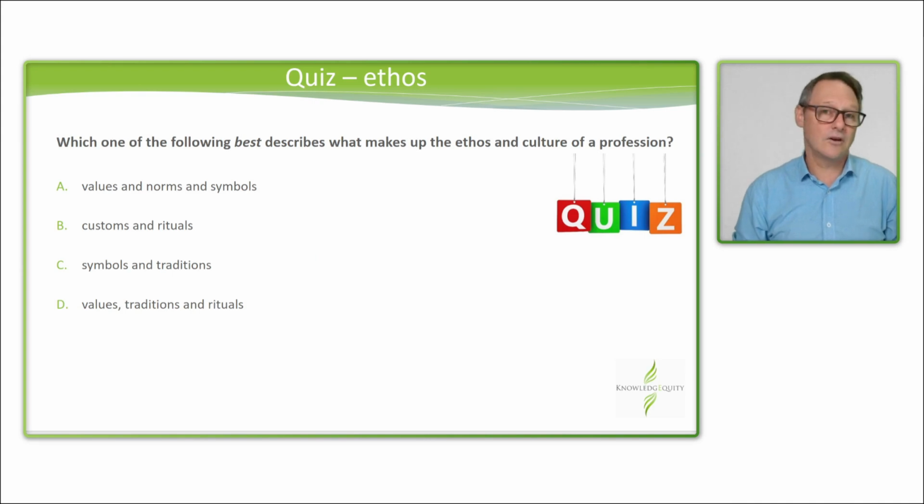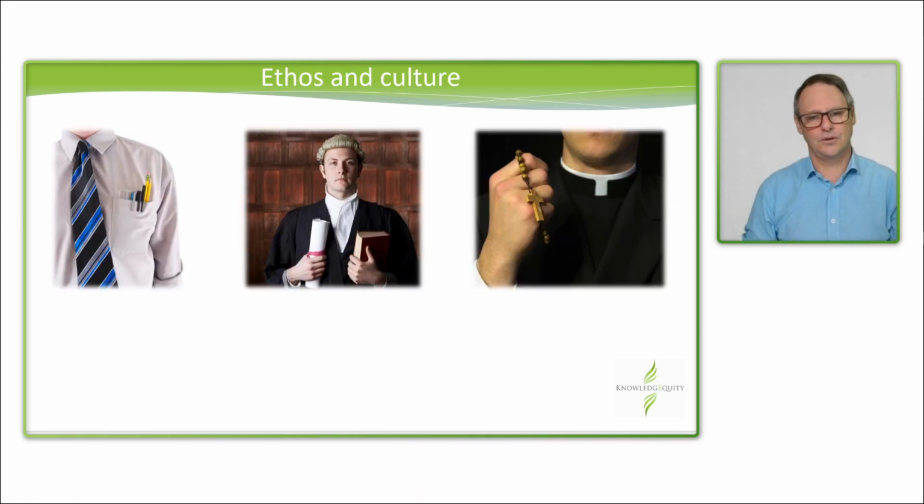So now, what about the idea of ethos and culture? Which one of the following best describes that? And here is an example where all of these words are valid and relevant and useful, but which one is the best? And it's the values, the norms, and the symbols.